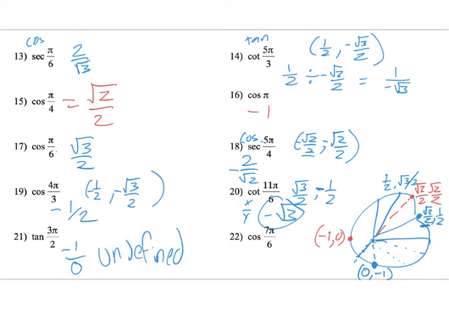And for cosine of 7 pi over 6, that's going to be in the third quadrant, and it's going to be based on the x value of our pi over 6. Third quadrant, that would be negative, so that's negative root 3 over 2.